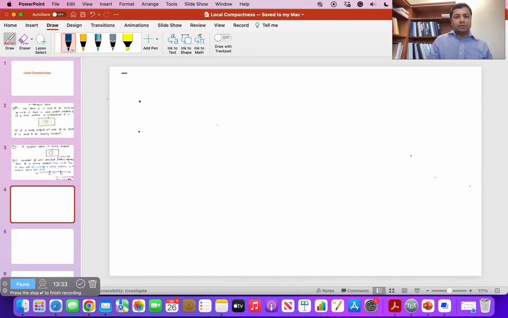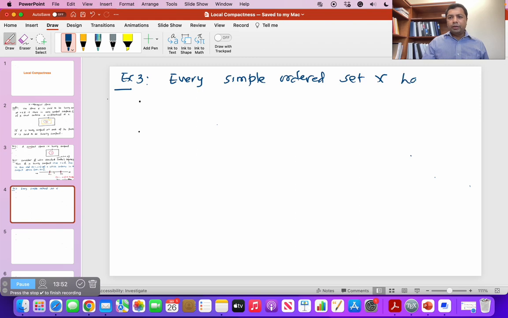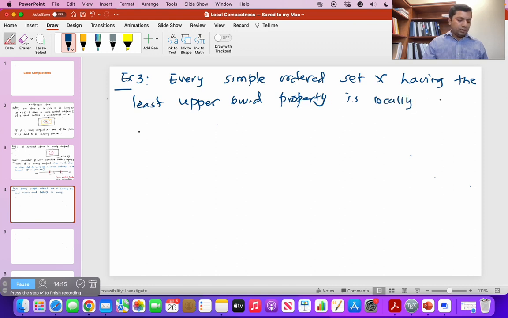Okay, example number 3 is also a very popular example of a locally compact space. Every simply ordered set X having the least upper bound property is locally compact. Now you can see here why this is true.